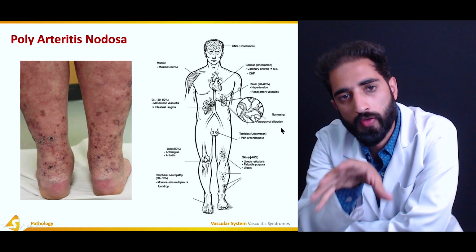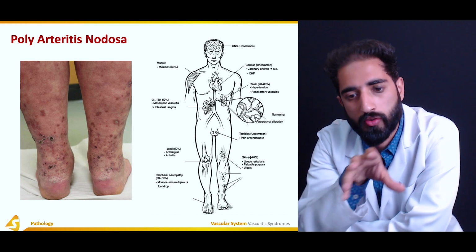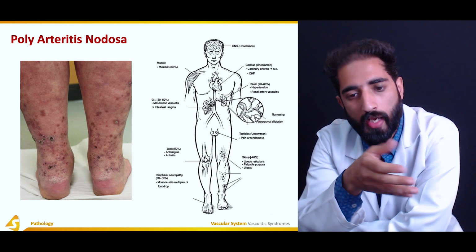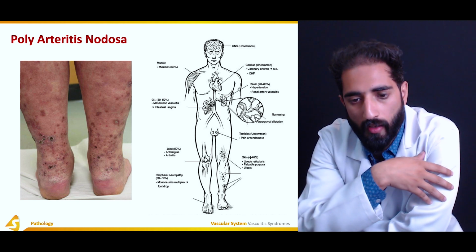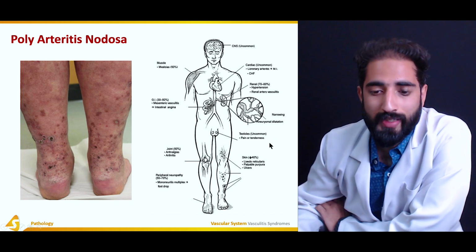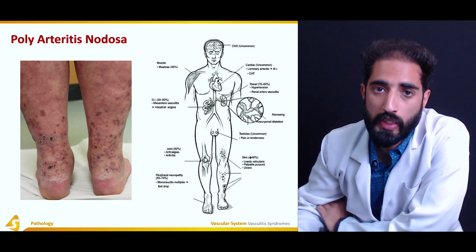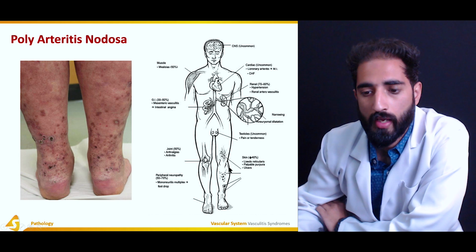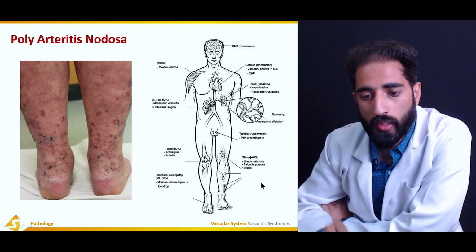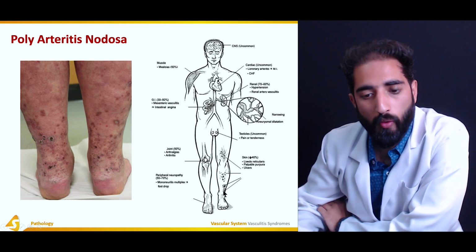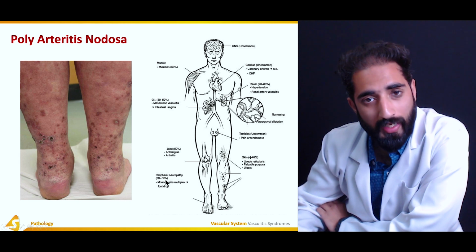Similarly, 30 to 50% of individuals with PAN also have mesenteric vasculitis or intestinal angina. Arthralgias and arthritis are also a very common manifestation in around 50% of individuals with polyarteritis nodosa. And one of the most important is the peripheral neuropathy in 50 to 70% of the cases.